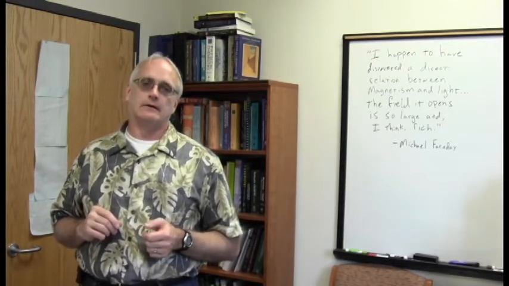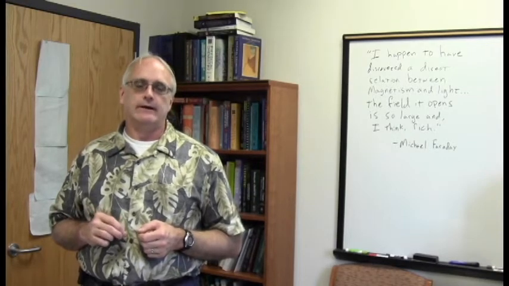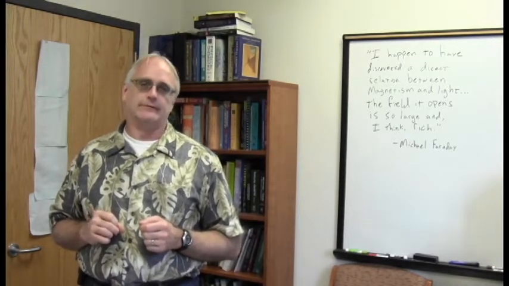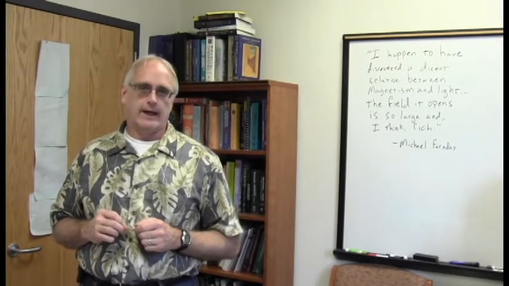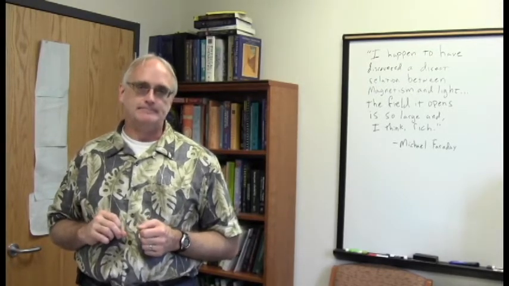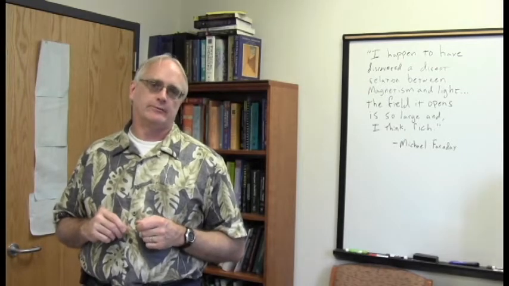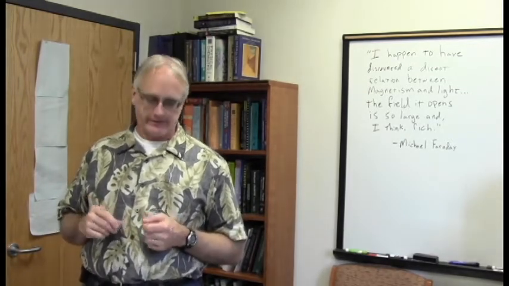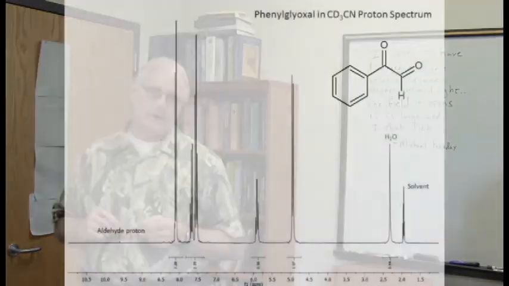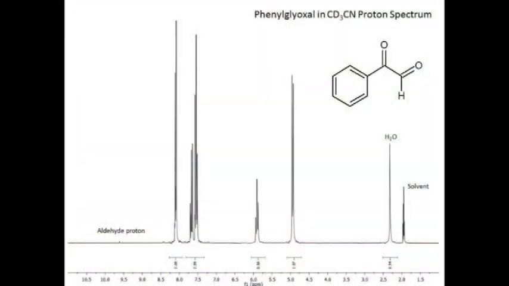So we poked around a little bit and found that acetonitrile is a good solvent for this material, so we used some deuterated acetonitrile and headed back down to the NMR lab. So here's what the proton spectrum of the phenylglyoxal sample in deuterated acetonitrile looked like. Now this time around, you see virtually no aldehyde. There's a little bump over here, but ain't much at all.